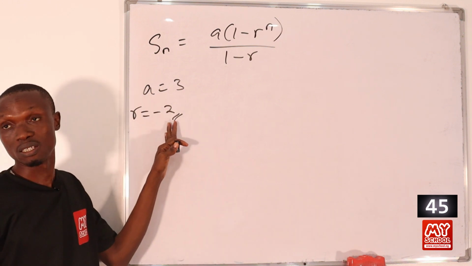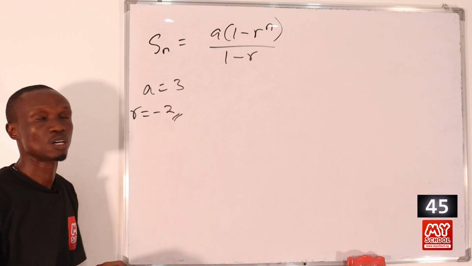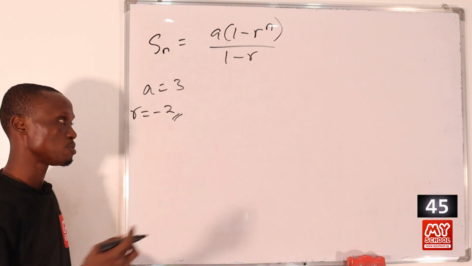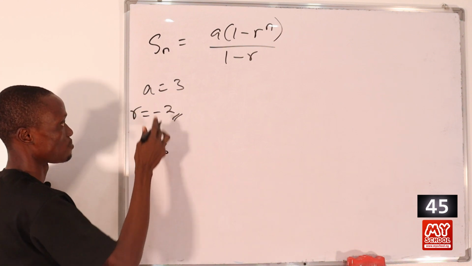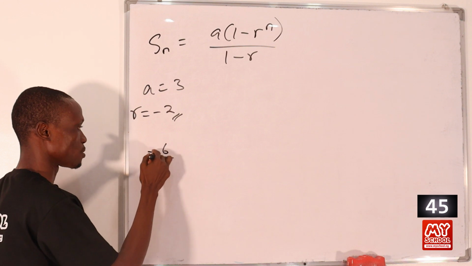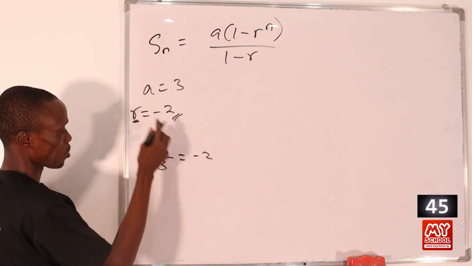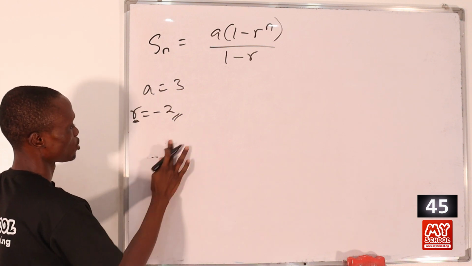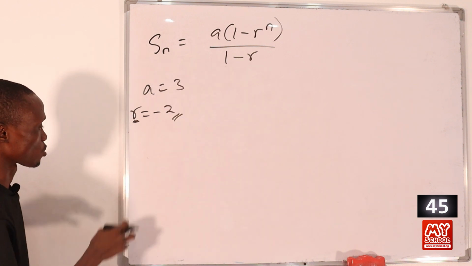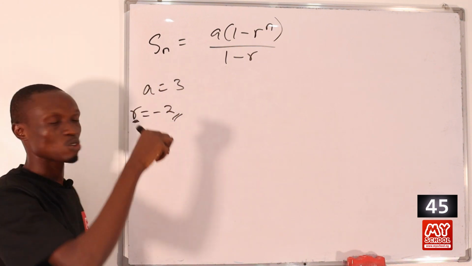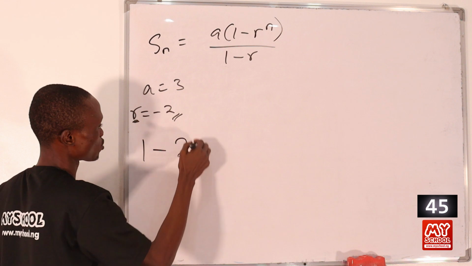So how did I get the common ratio? By simply using the first term to divide the second term. So the second term in this case is minus 6, and the first term is 3. So if I divide minus 6 by 3, that equals to minus 2. Okay, so that is how I got the common ratio. So the next is just for us to substitute. Remember that our Sn is equals to 1 minus 2 raised to power 8.